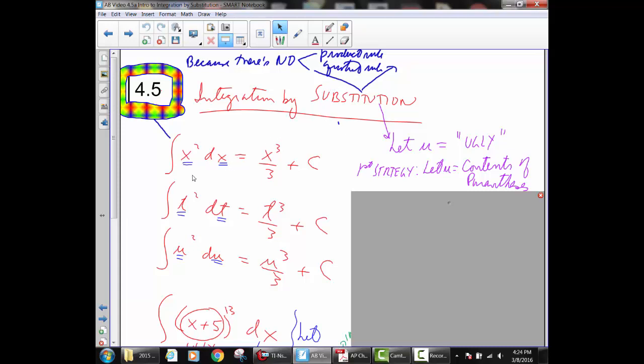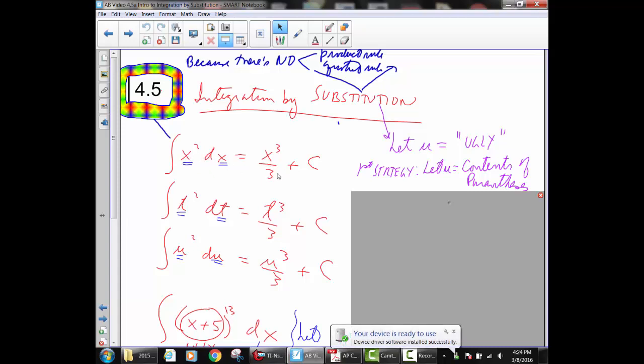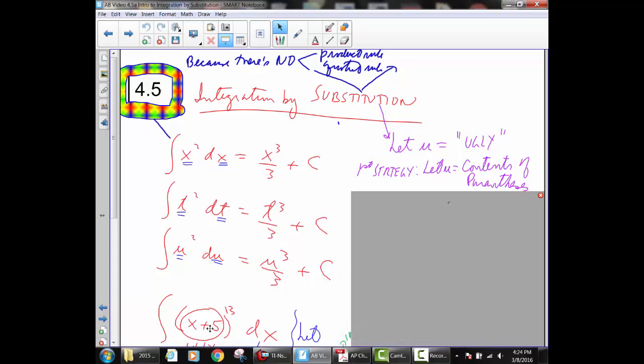And the way it's going to work, so you know that the integral of x squared dx is x cubed over 3 plus c. Integral t squared is t cubed over 3. Integral u squared is u cubed over 3. So what's going to happen now is we're going to have an ugly thing. Because remember that property where we add 1 to the exponent, that's just if it's just a variable. And right now it's a little bit uglier than just a variable.